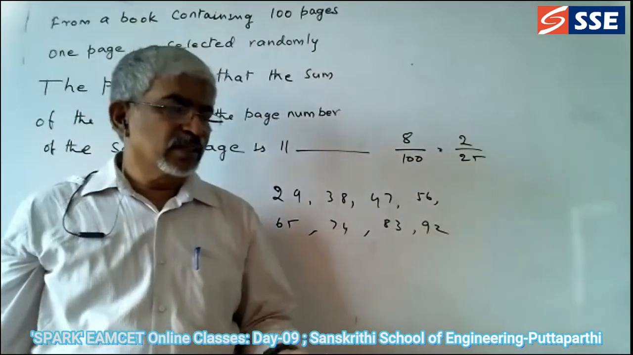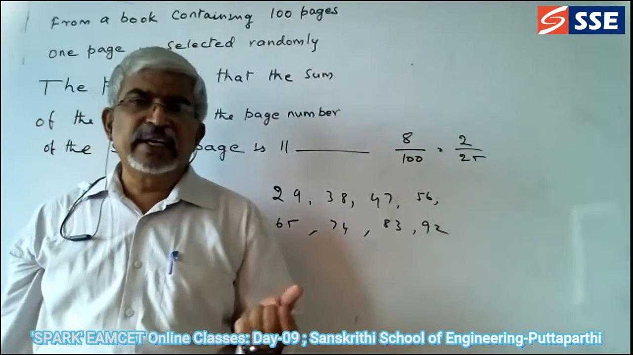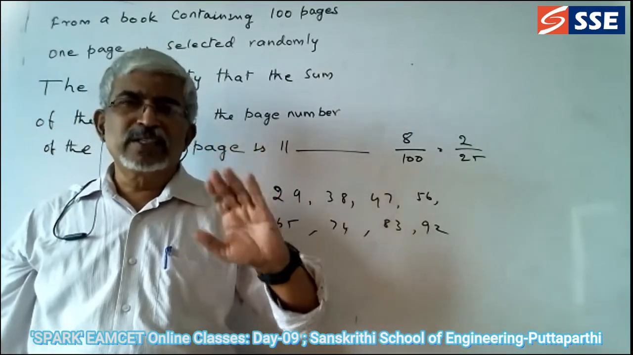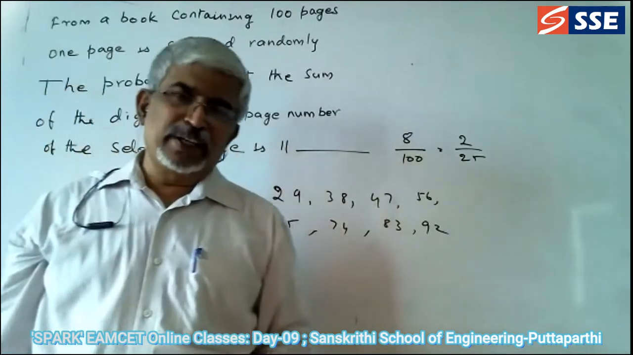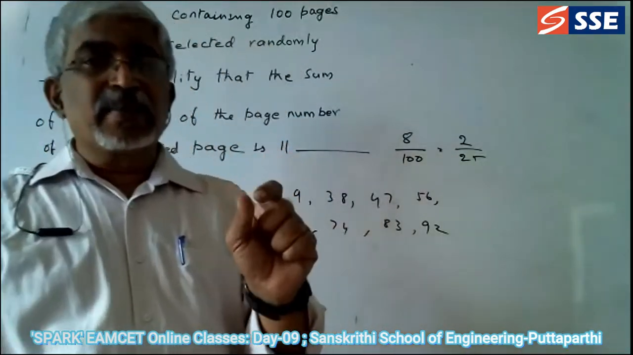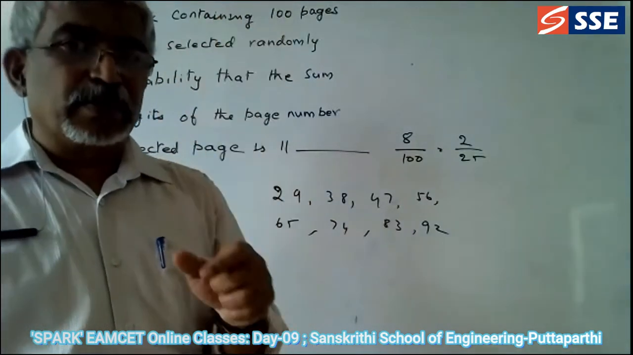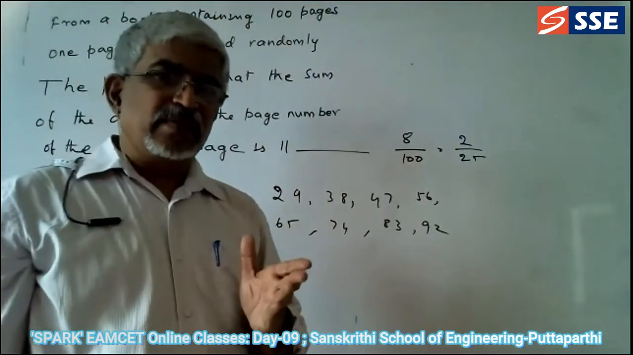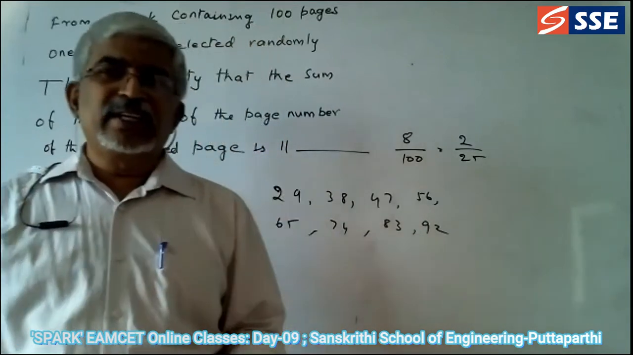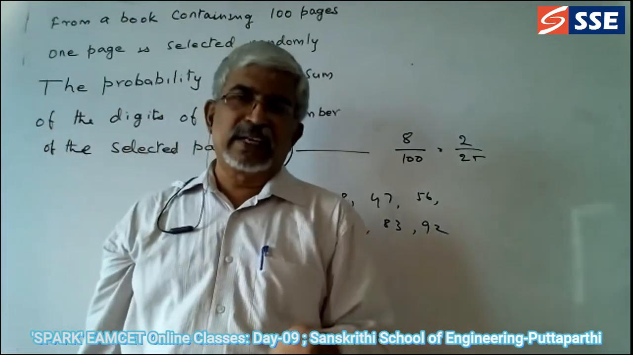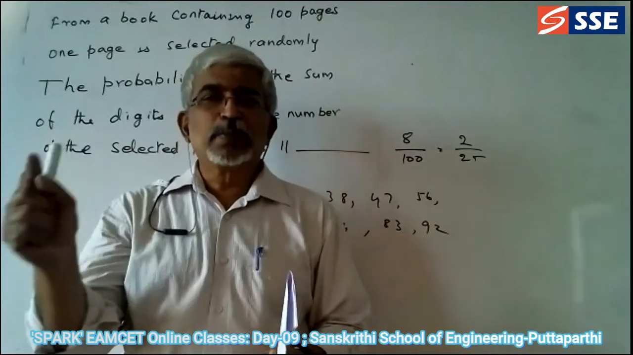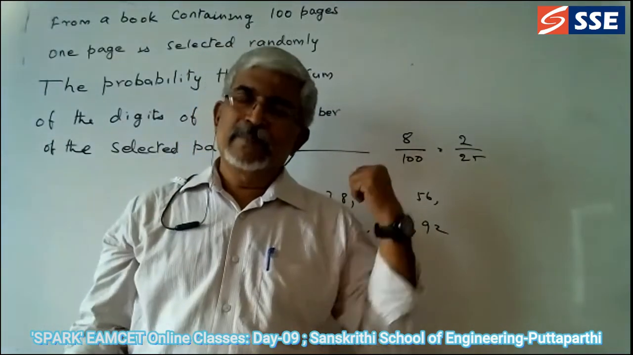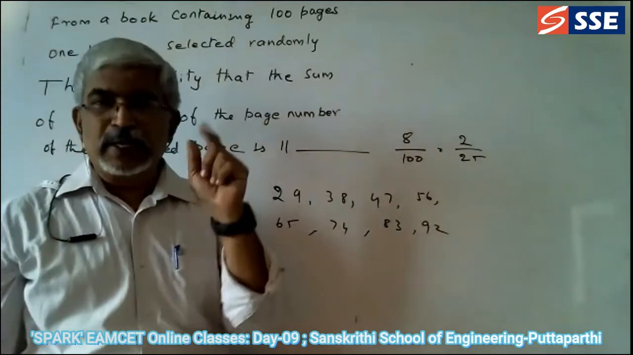Right, somebody has asked, so you have to take it again. What is the question? Numbers 1 to 100, the pages of a book. They are selecting a page. What is the probability that they get the addition of digits as 11? Any page from 1 to 100 they can get. For example, they get 54. If they add the digits of 54, it is 9. So they are saying the addition must be 11.